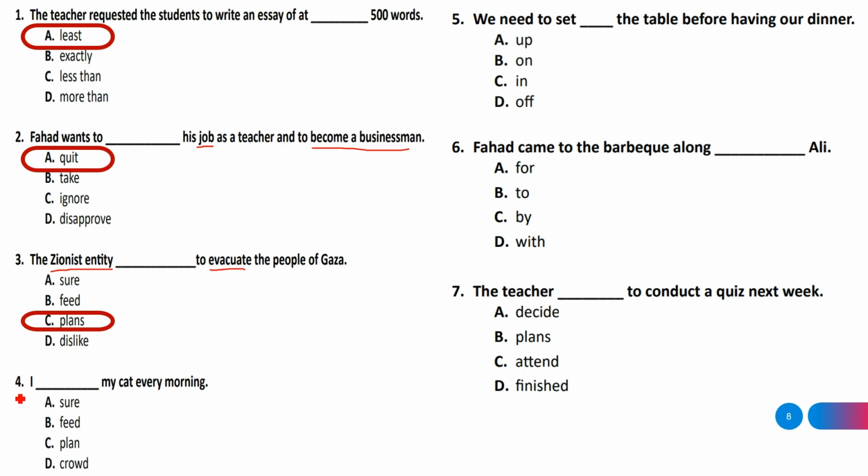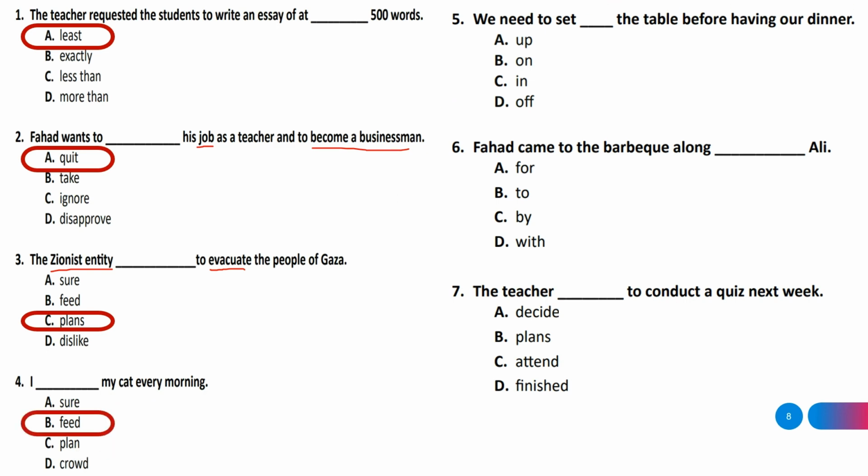And number 4, my cat every morning. I sure, I feed, I plan, I crowd. The most suitable one is B, I feed. أنا أطعم قطتي.